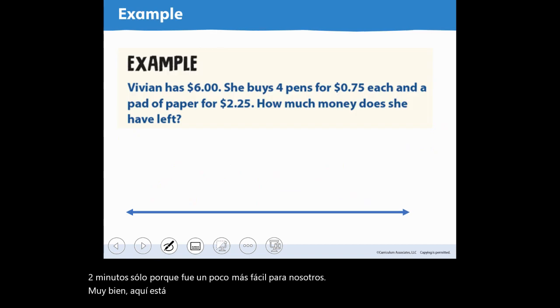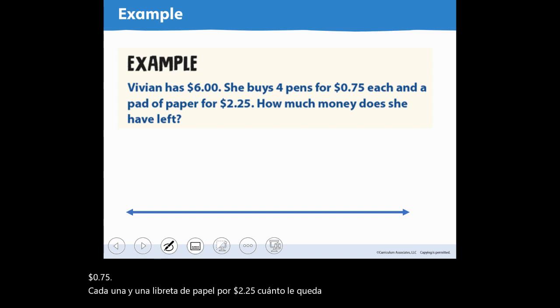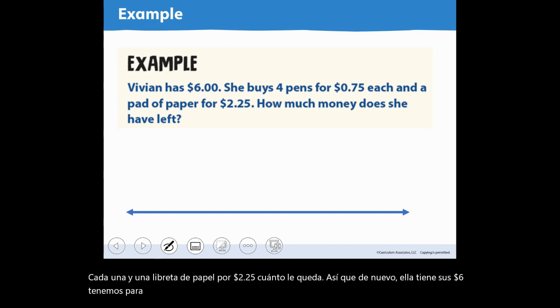Vivian has $6. She buys 4 pens for 75 cents each and a pad of paper for $2.25. How much does she have left? So again, she's got her $6. We've got to figure out what she bought. Okay, so this first thing is 4 pens for 75 cents each. So I'm going to think in quarters.